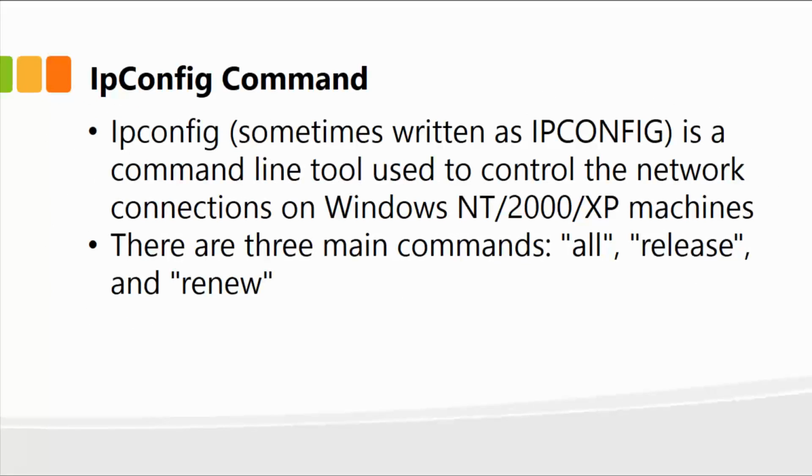The ipconfig command is a command line tool used to control the network connections on your Windows machines. Primarily, there are three main commands: ipconfig, and then we use /all. We can also use ipconfig /release and /renew as well. What this does is simply show you the actual configuration of your IP network. If you were to use the release or the renew commands, that would simply obtain a new IP address from the server. So it's going to release the existing IP address assigned to your computer, and then you will request the server to give you a new IP address, just to make sure that your connections are valid or not. So it's a good diagnostic tool as well.